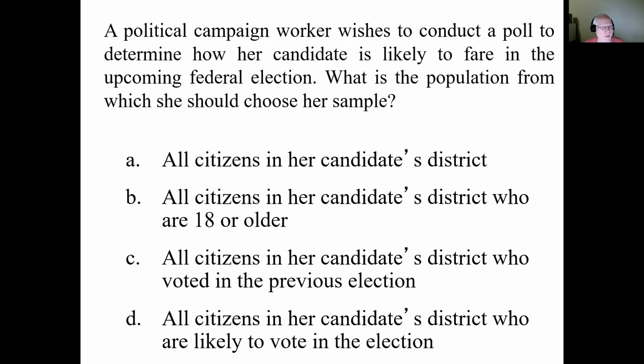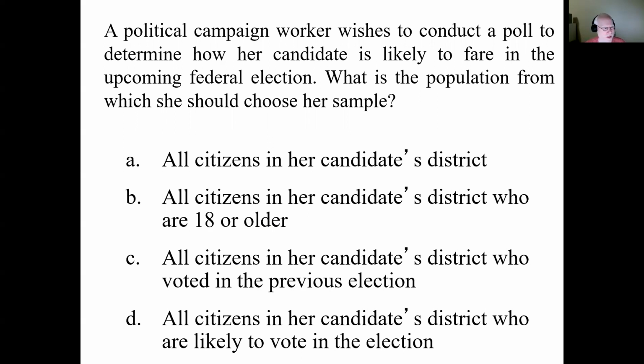A political campaign worker wishes to conduct a poll to determine how her candidate is likely to fare in the upcoming federal election. What is the population from which she should choose her sample? A, all citizens in her candidate's district. B, all citizens in her candidate's district who are 18 years or older. C, all citizens in her candidate's district who voted in the previous election. Or D, all citizens in her candidate's district who are likely to vote in the election.